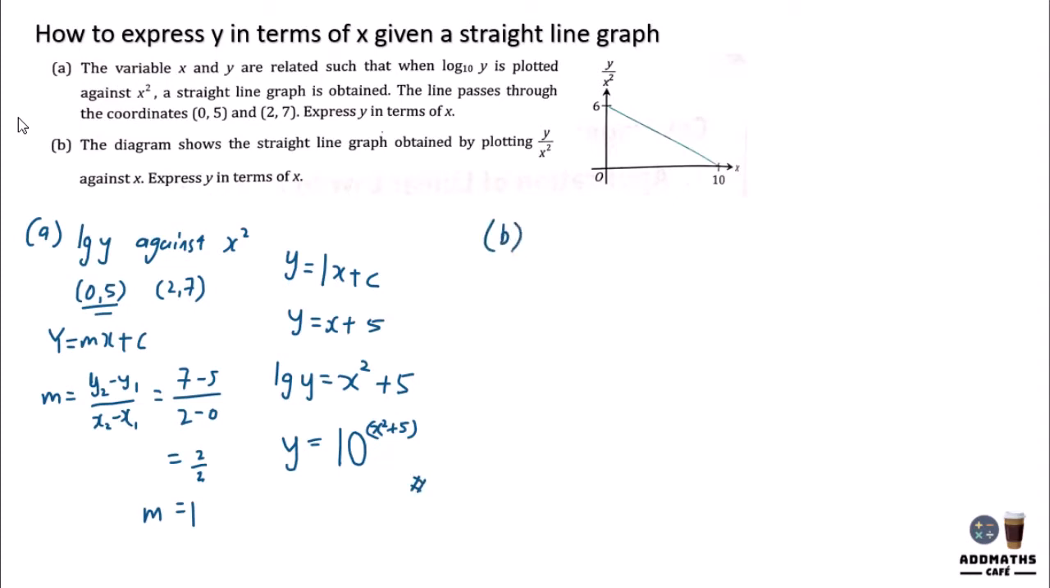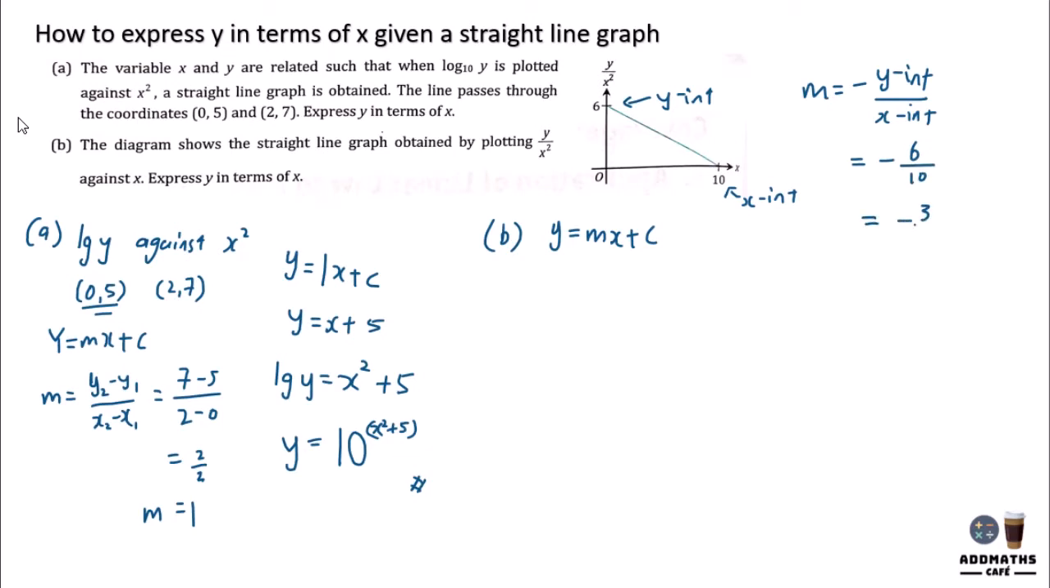For B, it is the same thing. The diagram shows a straight line graph plotted with y over x squared against x. So you are trying to express this. You first do y equals mx plus c, and your m is obtained from this line. So this is your y-intercept and x-intercept. To find the gradient, the formula is negative y-intercept over x-intercept. In this case, your y-intercept is 6 and your x-intercept is 10, and you will have 3 over 5.